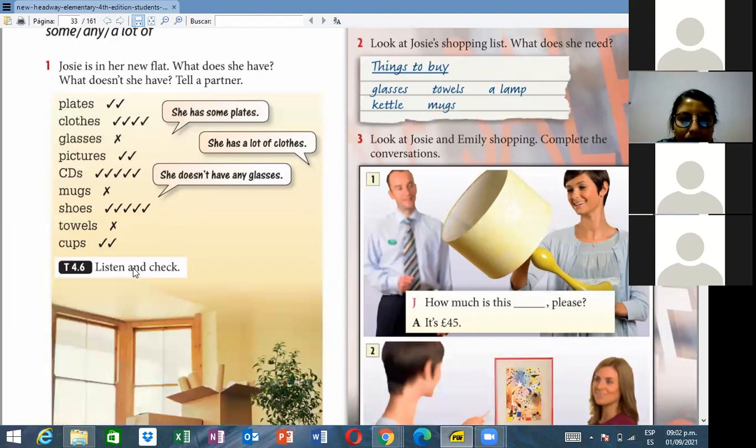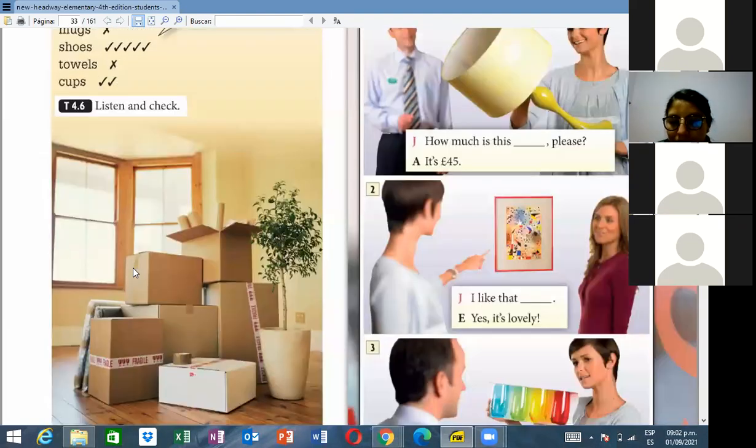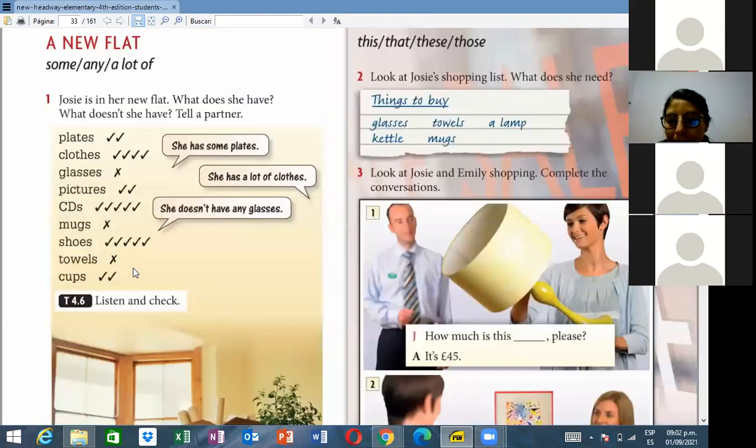Mommy. 6. A new flat. 1, She has some plates.